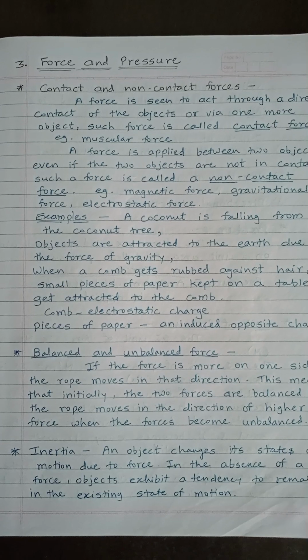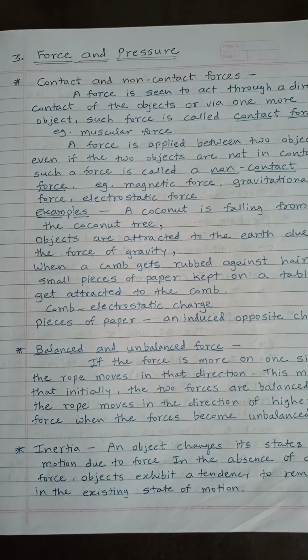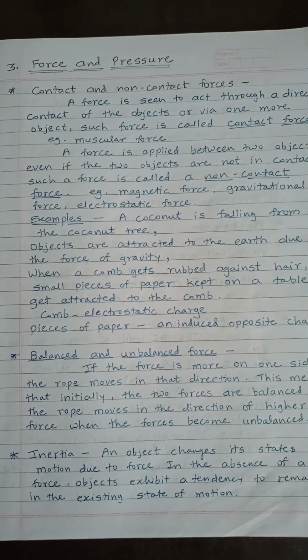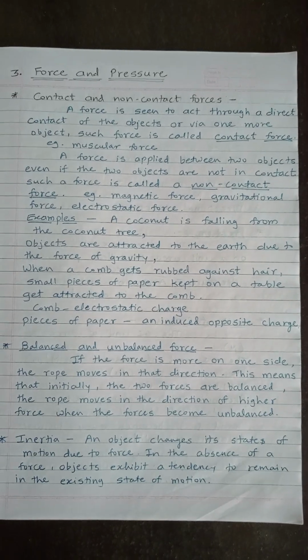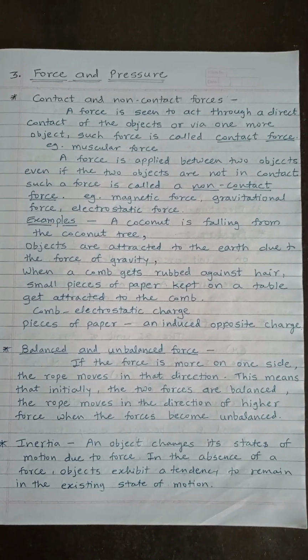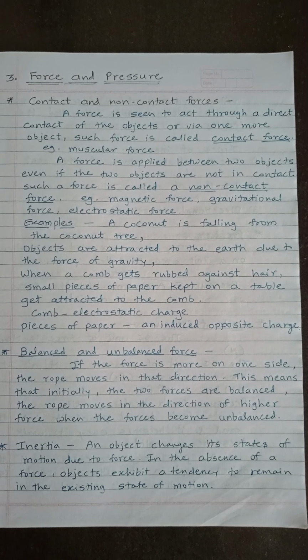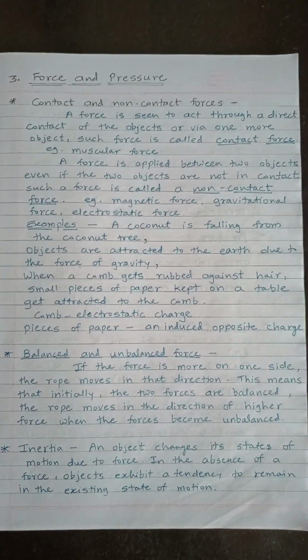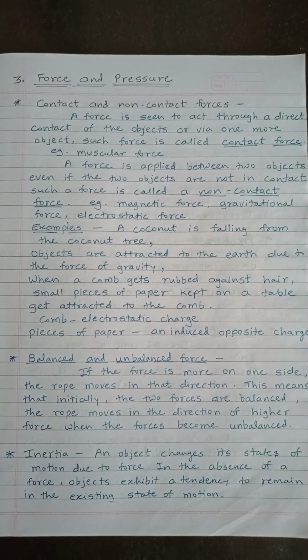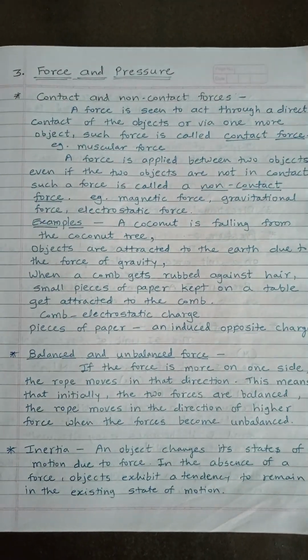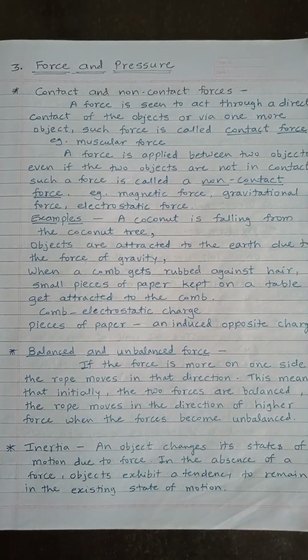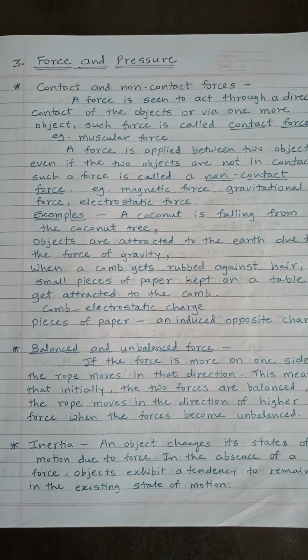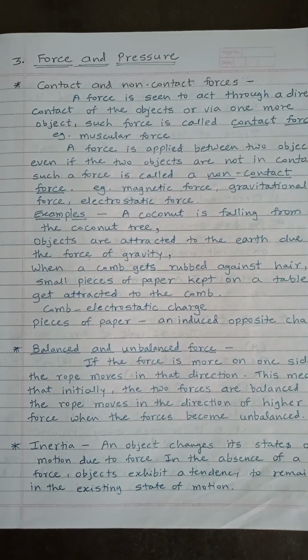Next point, balanced and unbalanced force. If the force is more on one side, the rope moves in that direction. This means that initially the two forces are balanced. The rope moves in the direction of higher force when the forces become unbalanced.